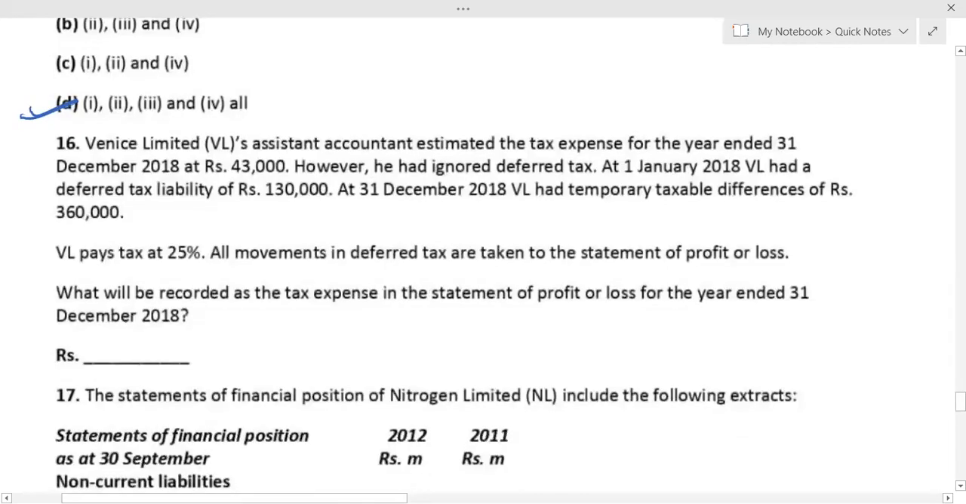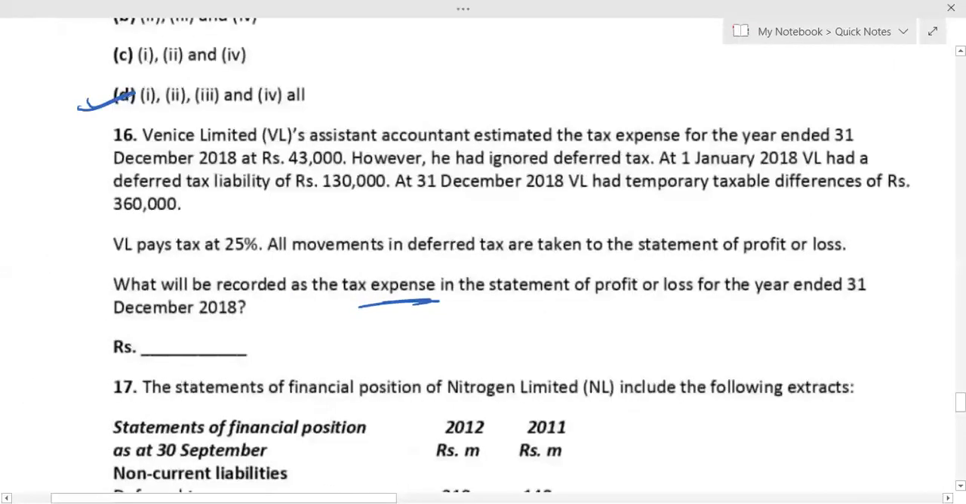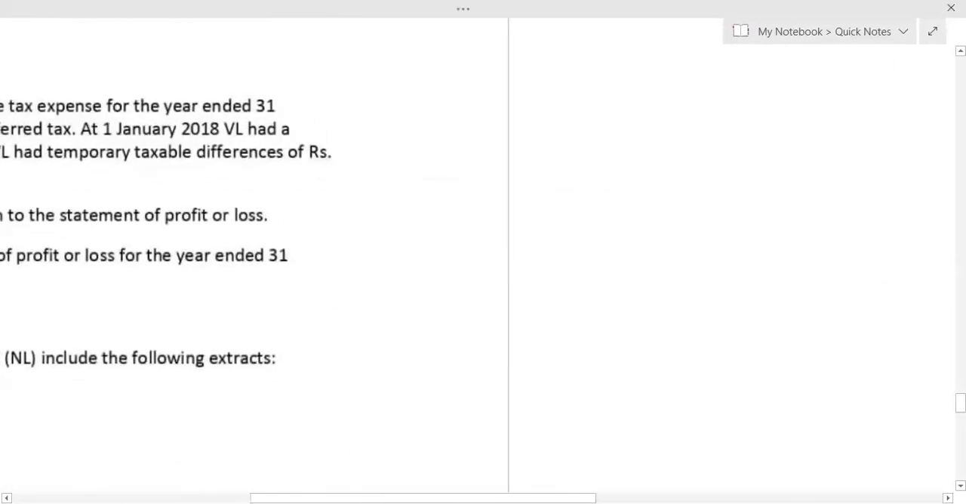What will be recorded as the tax expense in the statement of profit and loss in December 2018? What will be recorded as the tax expense? Question number 16. Taxation.